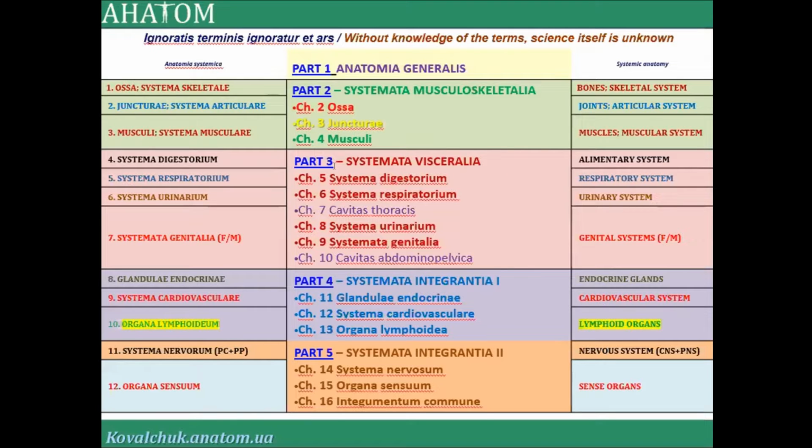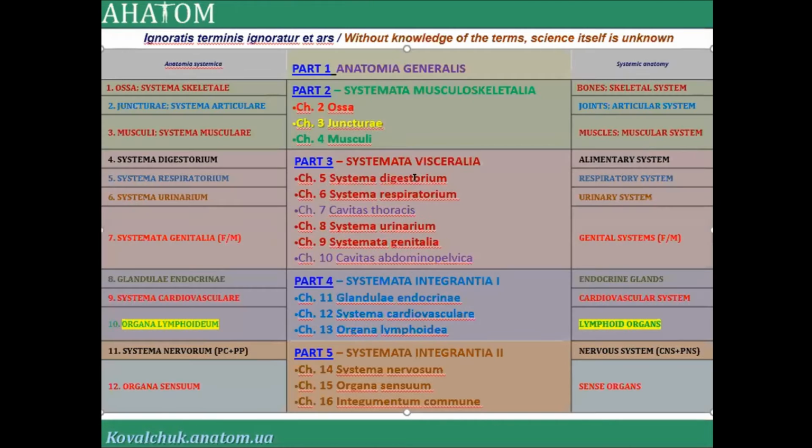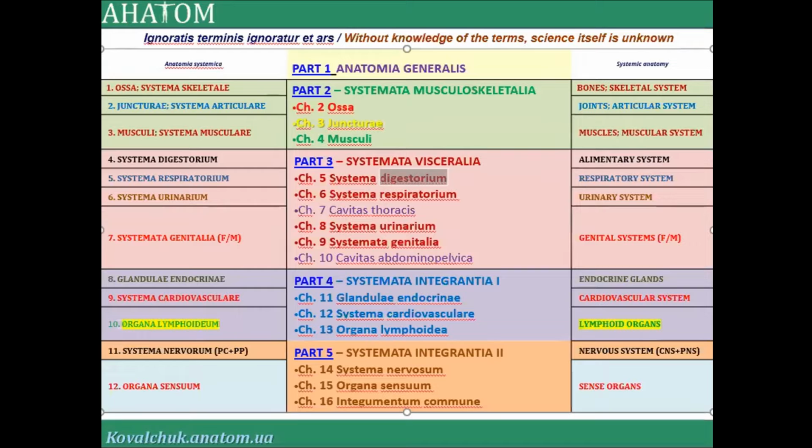Next it's part 3. Now you are located in part 3 of the big portion of human anatomy: the digestive system, respiratory system, urinary and genital system. And for me, your version is very interesting. How many organs, for example, are in a digestive system? How many organs in a digestive system?